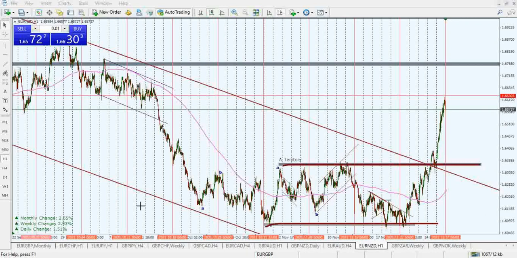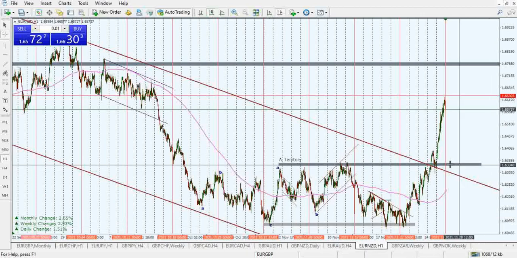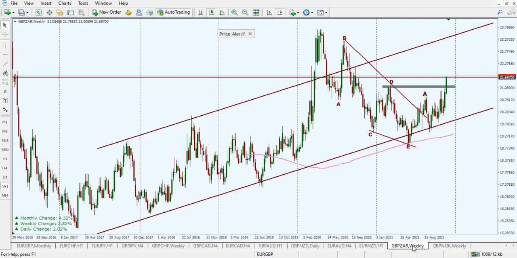Okay, so for the action reaction trade, I'm looking at this 260 pips. All right, so it's probably complete. Okay, for an action reaction trade, it's complete.